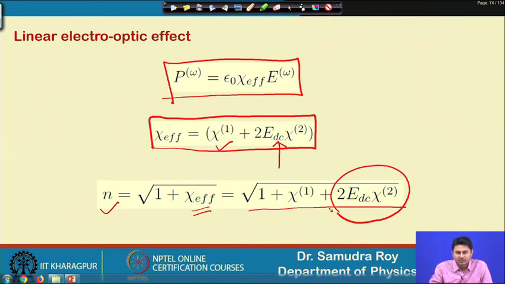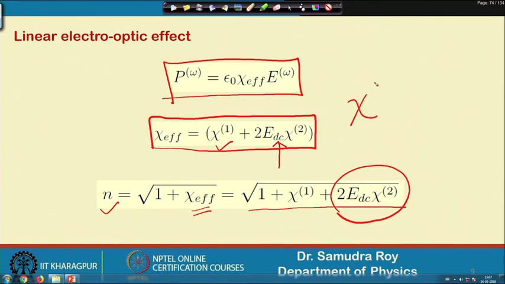If E DC is not there, that means if I do not launch any kind of DC field, then this term is not there. That means we are not going to change my refractive index. So, E DC is an important thing, but it is not always there. You can see that the second order susceptibility is also sitting here. So, if chi 2 is 0, in some cases chi 2 is 0 or very close to 0, or the material is not nonlinear at all, then also this term is going to vanish.